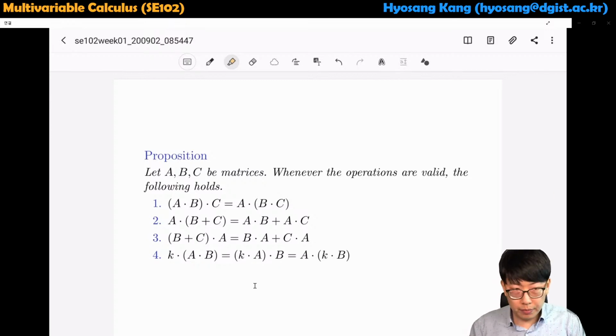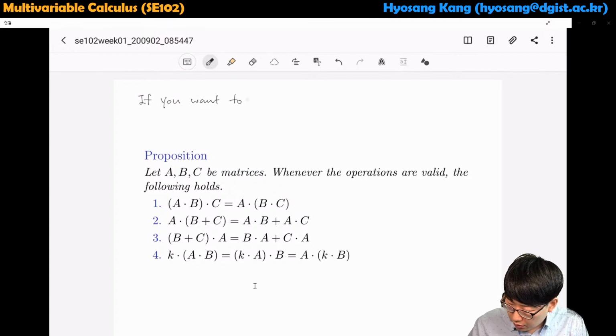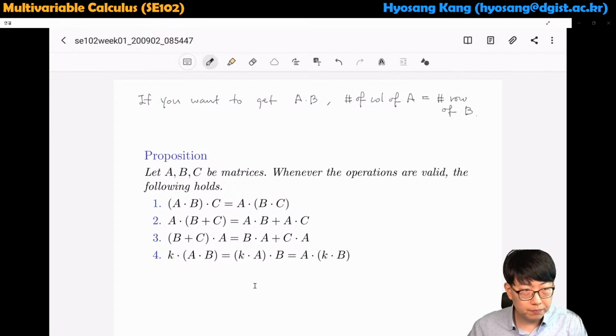So whenever you multiply two matrices, you need the sizes of the matrices to be compatible so that they can be multiplied together. If you want to get a matrix multiplication A times B, the number of columns of A must be equal to the number of rows of B. Okay, so that's only when you can get the matrix multiplication.